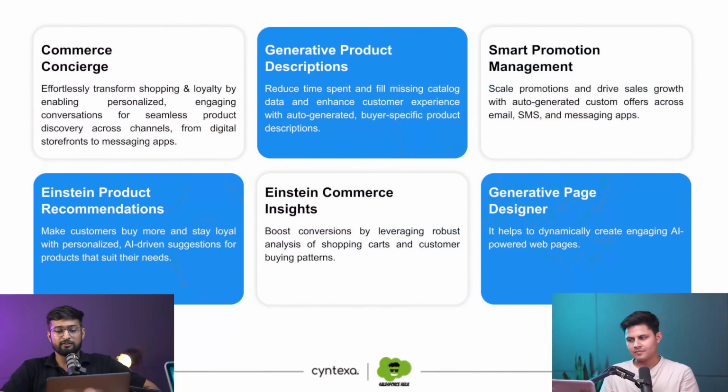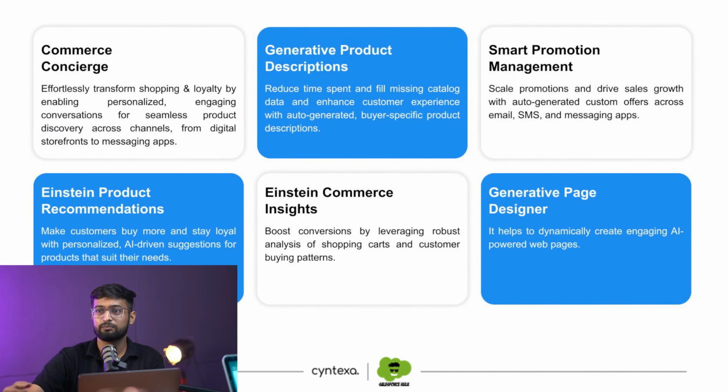The next is Einstein Commerce Insights and the generative page designer. Einstein Commerce Insights basically provides you... Salesforce focused a lot on goal-based commerce, and those insights can provide you, according to the previous data, how much sales you will be making. So basically, it's going to predict how much sales you can make in the further quarters, things like that. So that would be helpful for the business. And the next is generative page designer.